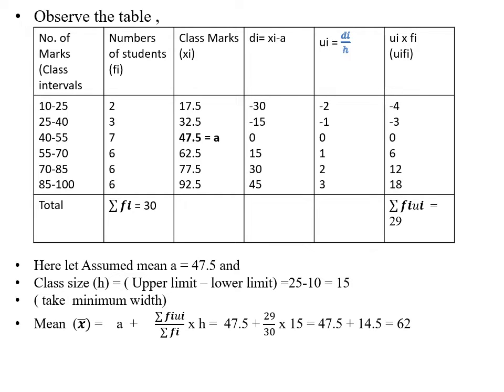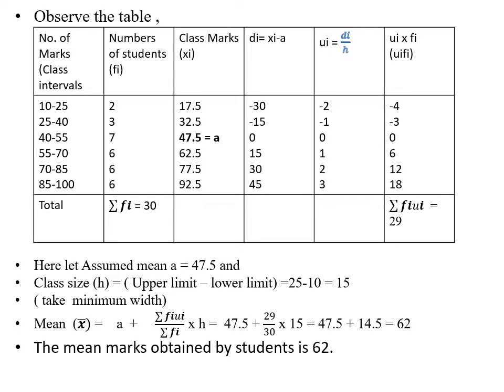The answer is 47.5 plus 14.5 equals 62. Therefore, the mean marks obtained by the student is 62. This is how we calculate the mean by the step deviation method.